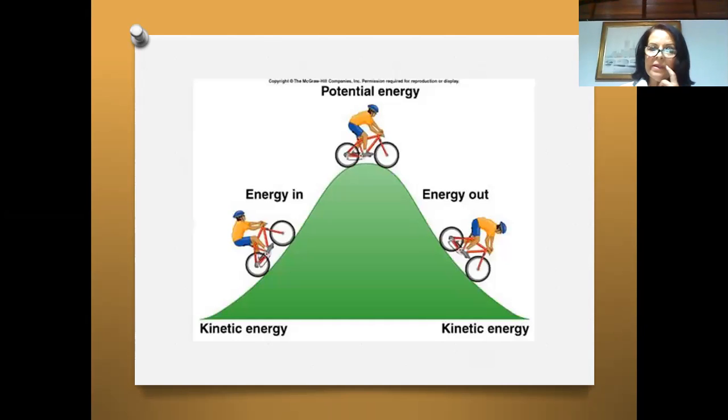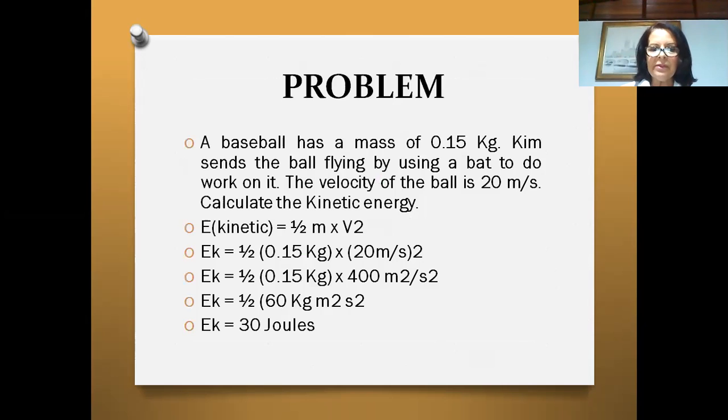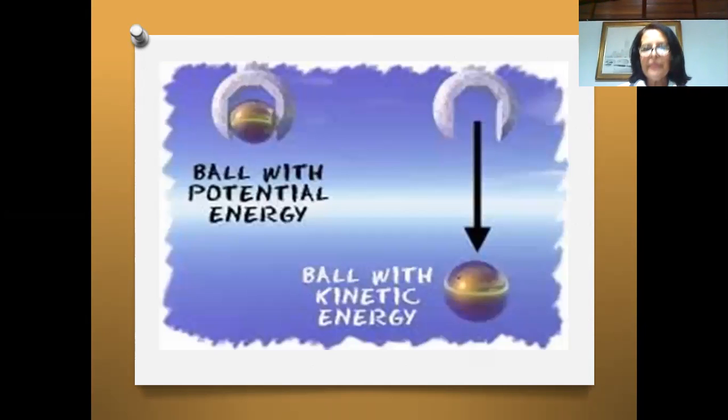We have the first kinetic energy, as I said, energy in motion. Then we have the second one, which is potential energy, and then kinetic energy again with the moving of the cyclist. We have another problem here to be solved, and then the same thing, ball with the potential energy, which is the stored energy, and ball with kinetic energy, which is the ball in motion.